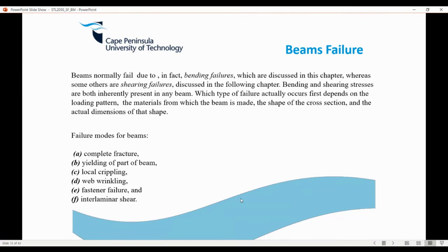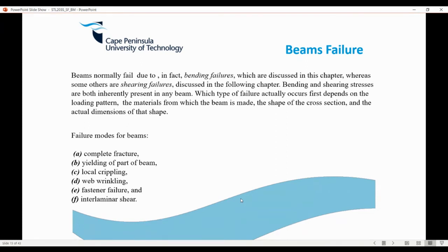Which type of failure actually occurs first depends on the loading pattern: you've got a UDL, you've got a concentrated load, there's a moment, etc. It depends on the material from which the beam is made, maybe stainless steel 304 or 316. It depends on the shape of the cross section, maybe a U channel, L channel, I beam, parallel flange, taper flange. And the actual dimensions of the beam, of course, since you get different sizes.